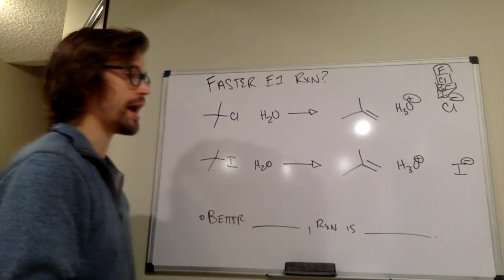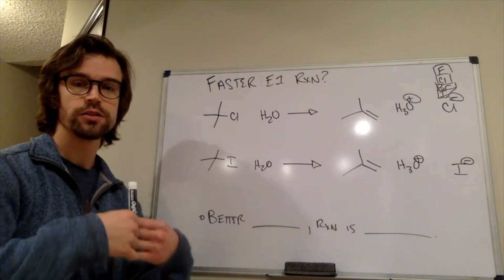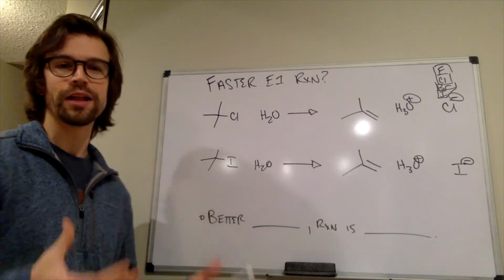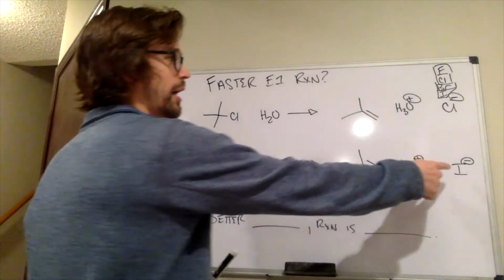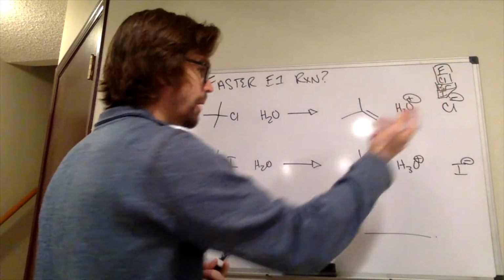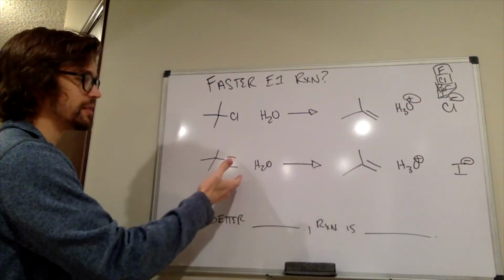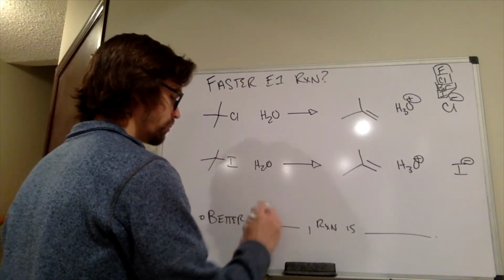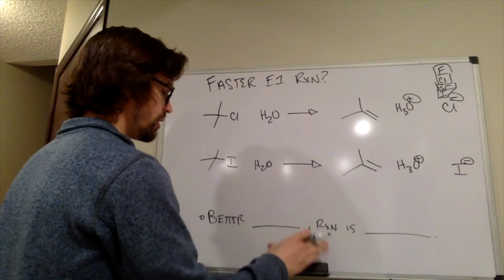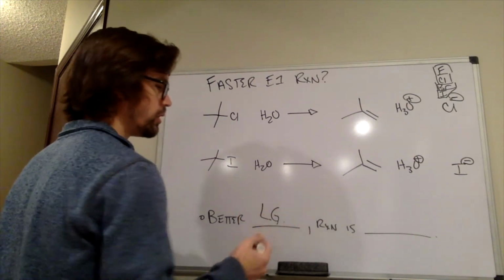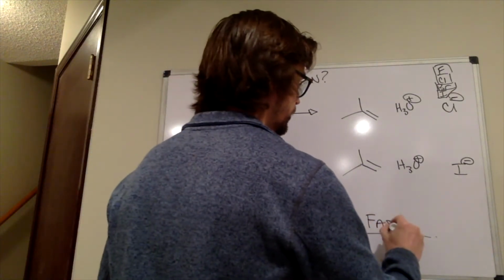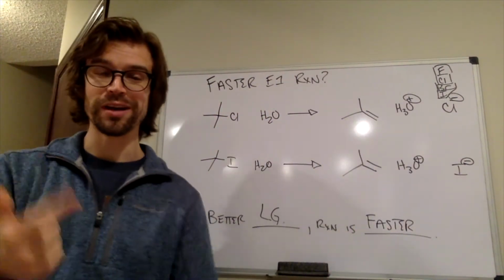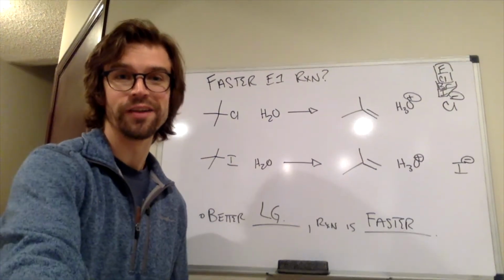The leaving group that has a larger surface area to delocalize the negative charge. So I minus is lower on the periodic table than Cl minus, so it's a better leaving group. That means that this one is going to be faster. So essentially, better leaving group. I'm just going to write Lg, better leaving group reaction is faster. So same as SN1, SN2, E2, and also for E1.